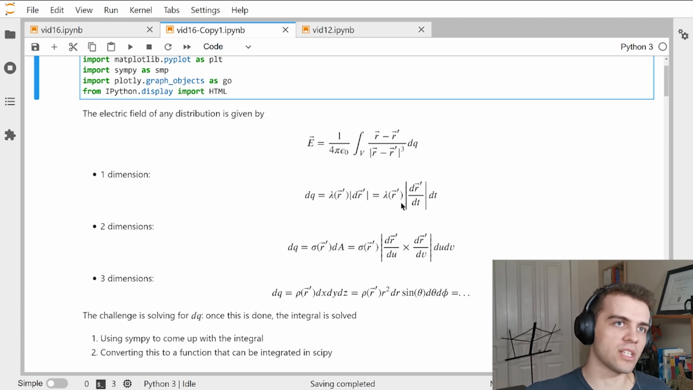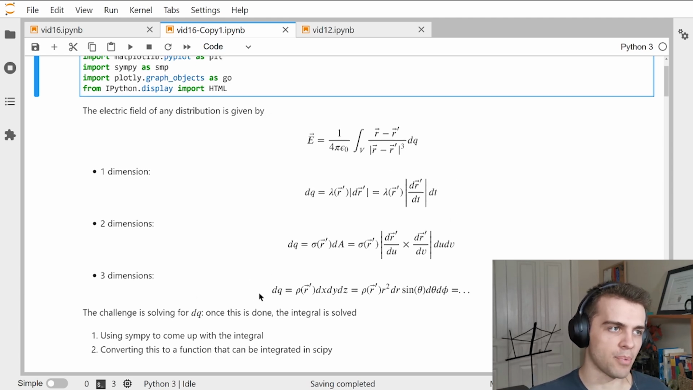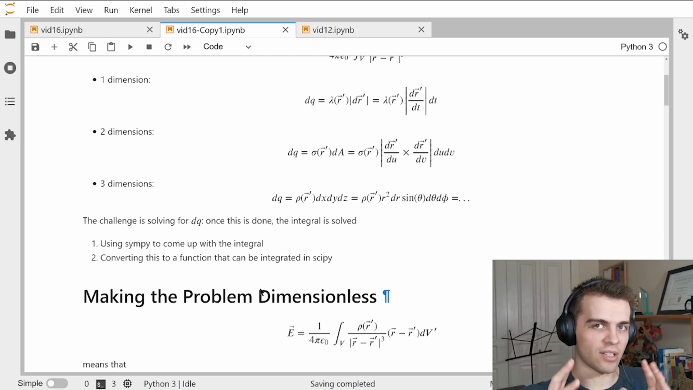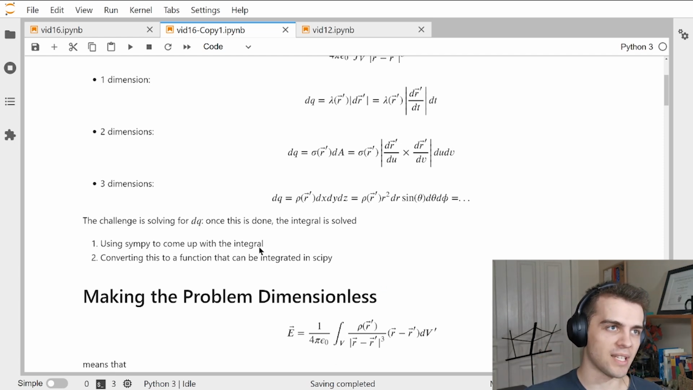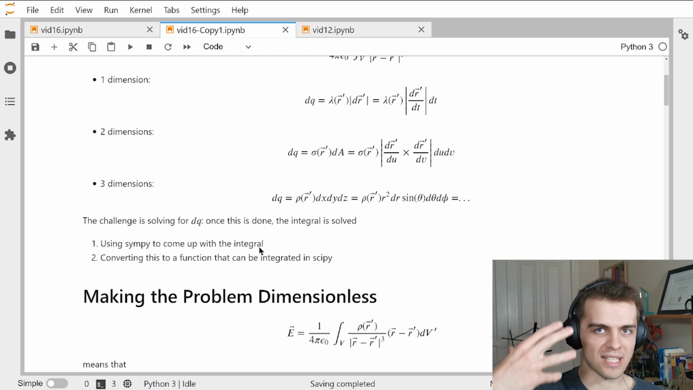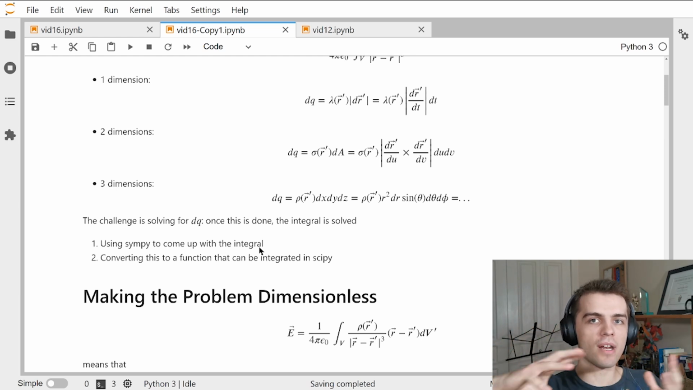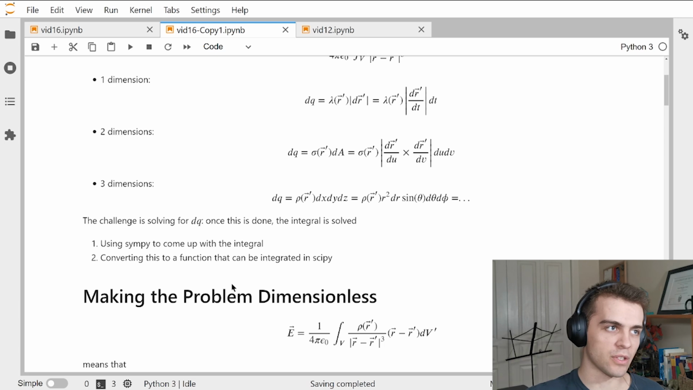Now the challenge is solving for dq, so we'll focus on this today. We'll go through 2 examples. What we're going to do is we're going to do it entirely using a computer. We'll use Sympy to come up with the integral, and then we'll use numerical techniques to evaluate the integral. Then we'll use plotting to make a nice plot of the field.